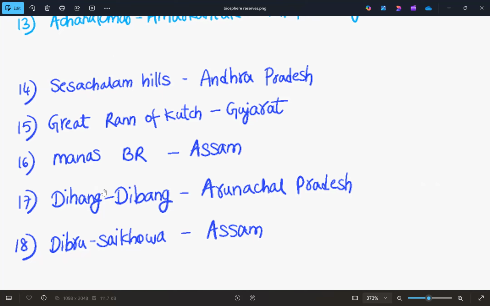So how many biosphere reserves are in Assam? We have two, that is Manas Biosphere Reserve and also Dibru-Saikhowa Biosphere Reserve. These are in the state of Assam. And the next one is Dihang and Dibang, which is in Arunachal Pradesh.